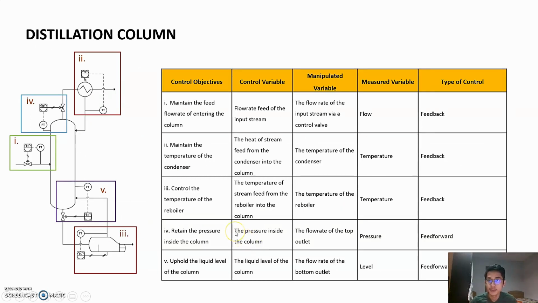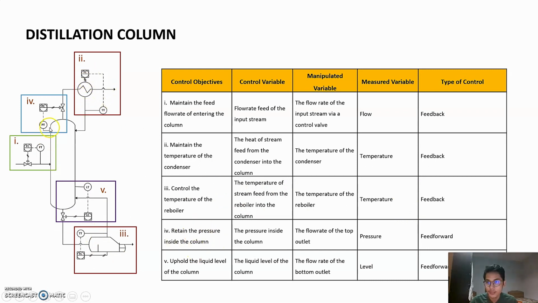So we have a distillation column. The distillation column consists of 5 types of control strategy. The first one is a flow controller, where the inlet coming into the distillation column is controlled by the flow controller. So the flow rate is controlled by a feedback flow controller. And then we have temperature controllers. For 2 and 3, the temperature controllers are for the condenser and also for the reboiler. So these 2 temperature controllers are in feedback control.